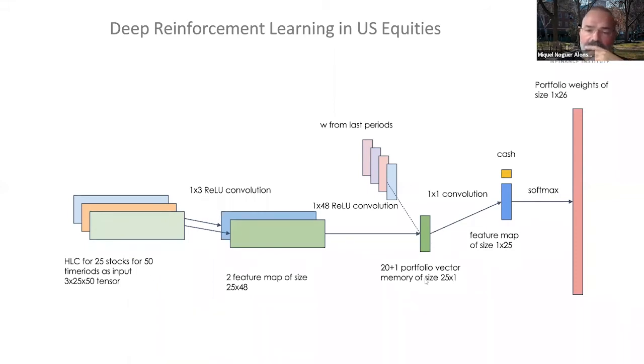We have a portfolio vector memory of size 25 by 1. And the way we're going to find the weights is that we're going to have a final layer for these neural networks, which is a softmax layer. A softmax layer is a layer that figures out the weights. It adds up to one, and it cannot be negative. Softmax is used for classification problems and so on and so forth.